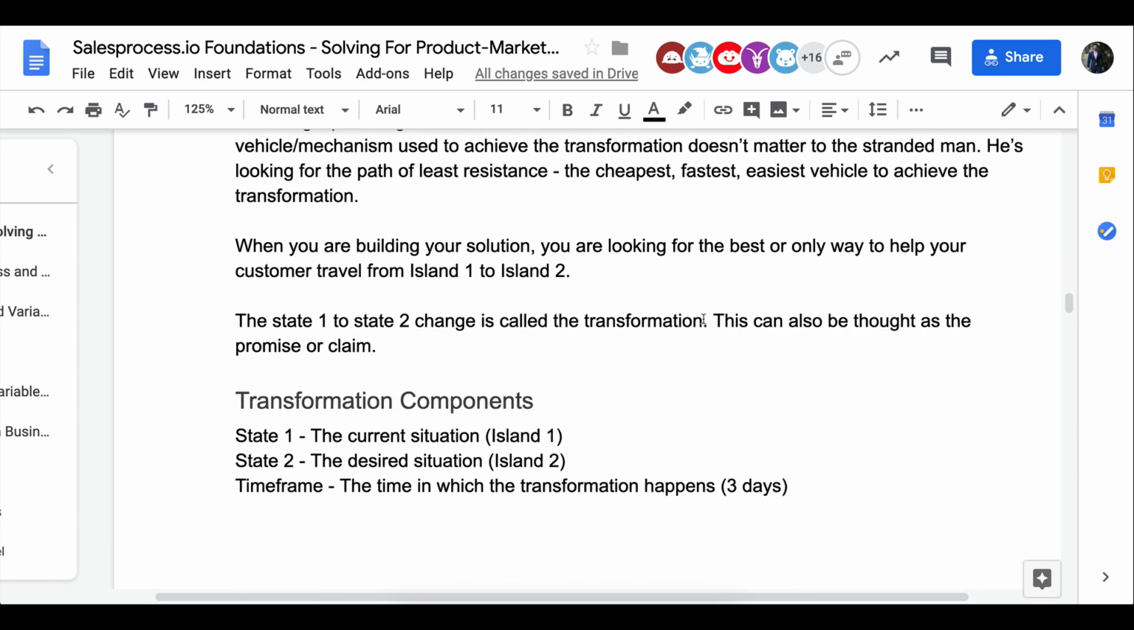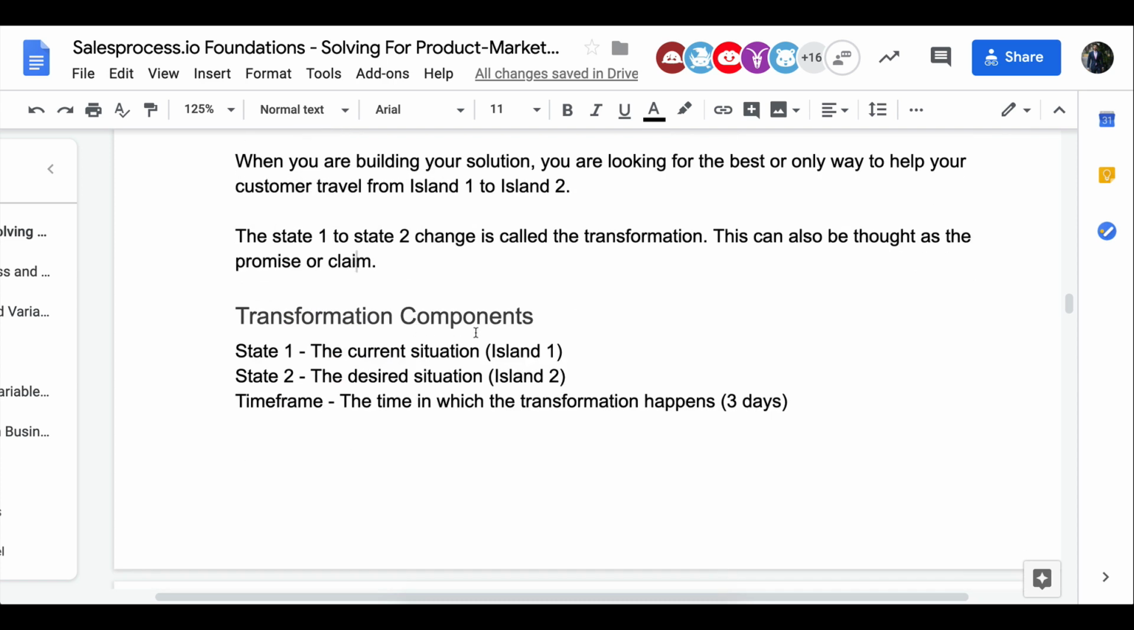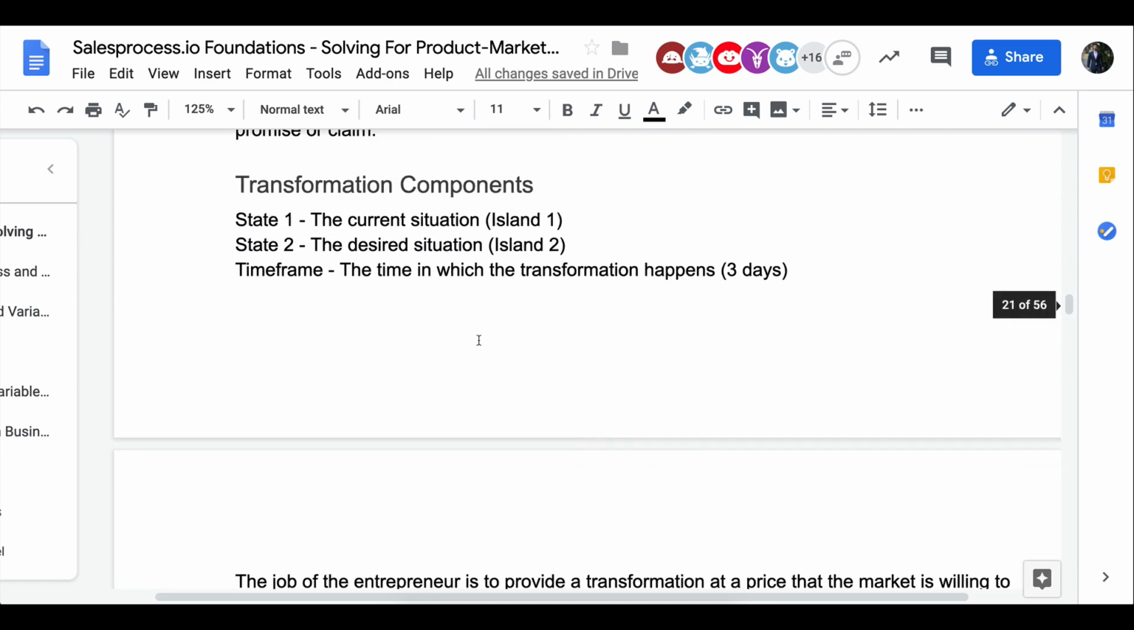This can also be thought of as the promise or the claim. And we can go one step further and break down this transformation into its components. First of all, you need a state one, so you need an island one, you need a state two, and you need a time frame in which that transformation happens. Let's say it takes the guy 5 years to get to island two. Well, that's not very compelling. If it takes the guy 5 seconds to get to island two, well now people are going to start perking up.